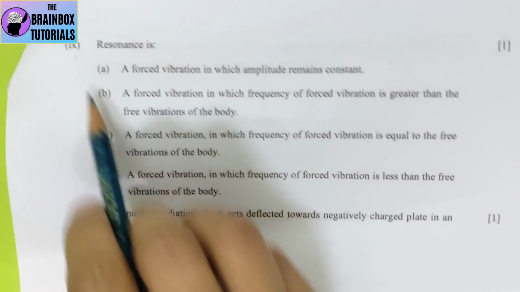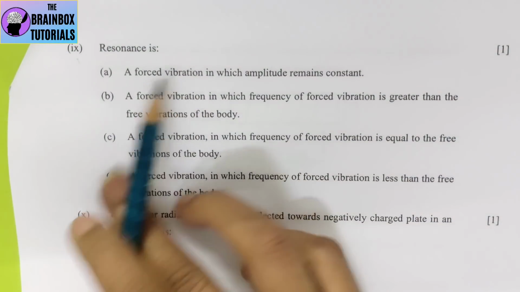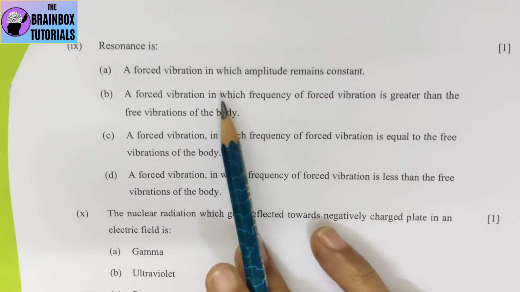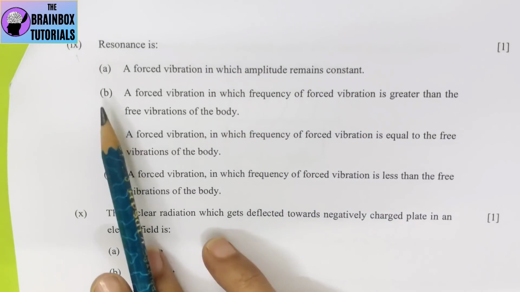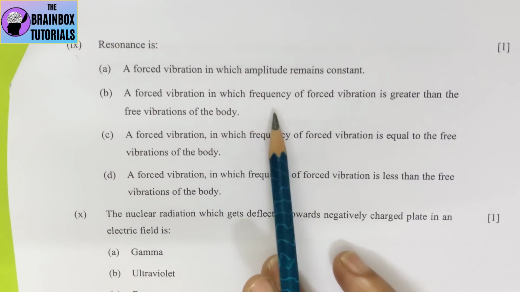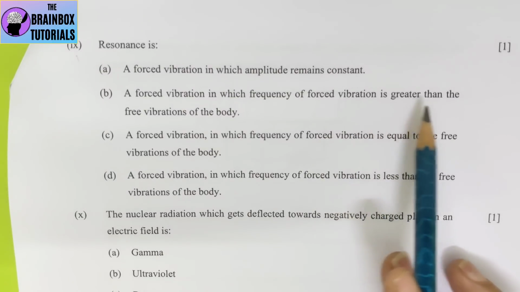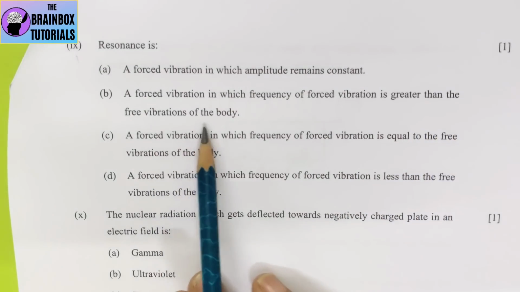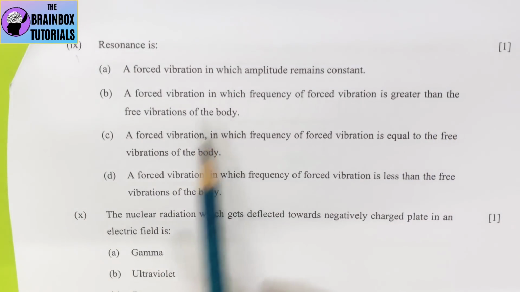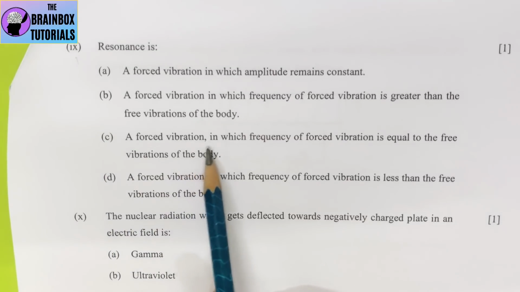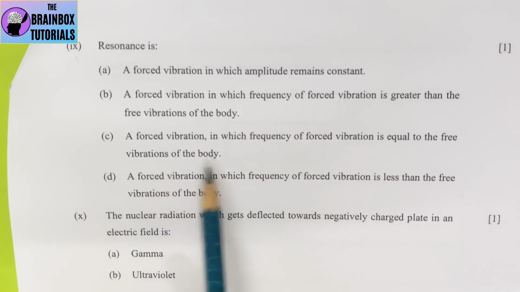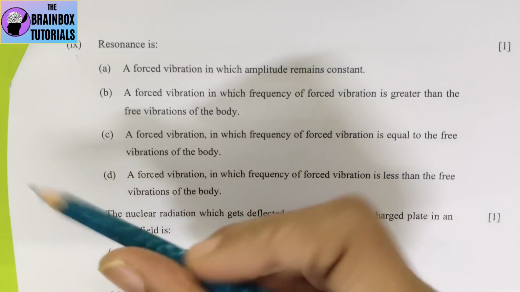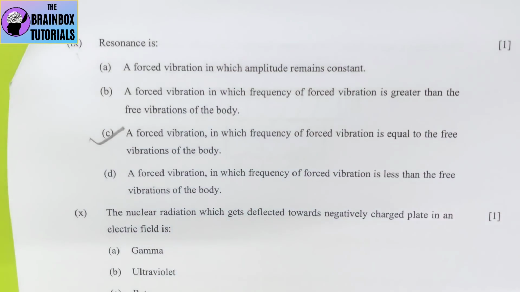Moving on to question number 9, resonance is number A, a forced vibration in which amplitude remains constant. This is wrong. Number B, a forced vibration in which frequency of forced vibration is greater than the free vibration of the body. This is also wrong. Number C, a forced vibration in which frequency of forced vibration is equal to the free vibration of the body. Yes, this is correct. Option C.